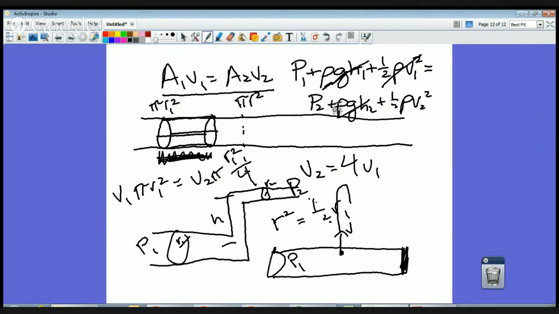Well, P2 is atmospheric pressure, so that's 1 atm or 100,000 pascals, right? So then the only thing you don't know is V2. So you can find that, and once you know that, you can figure out how high this thing goes, because you know the acceleration is going to be g. So you can work out the height.